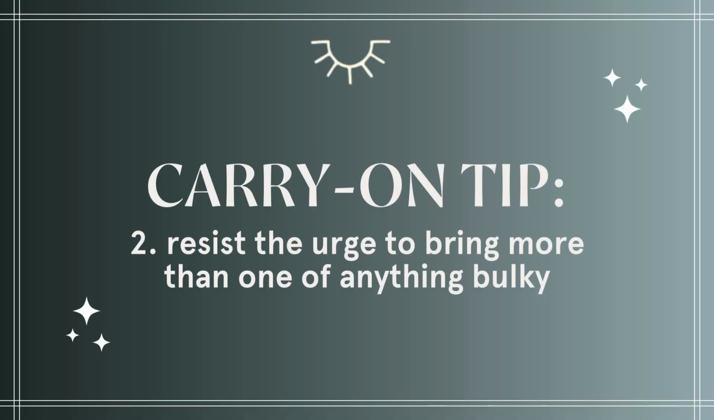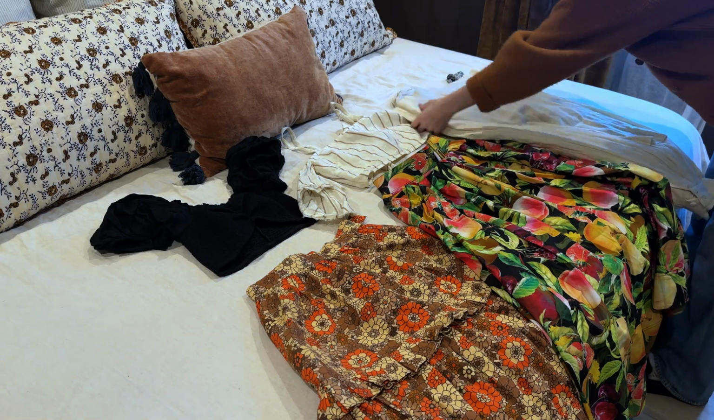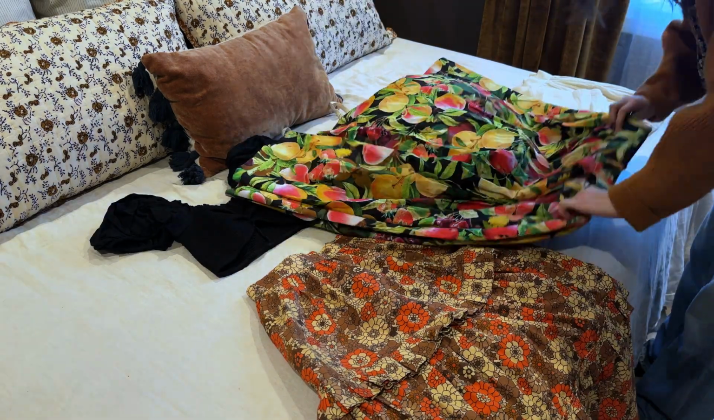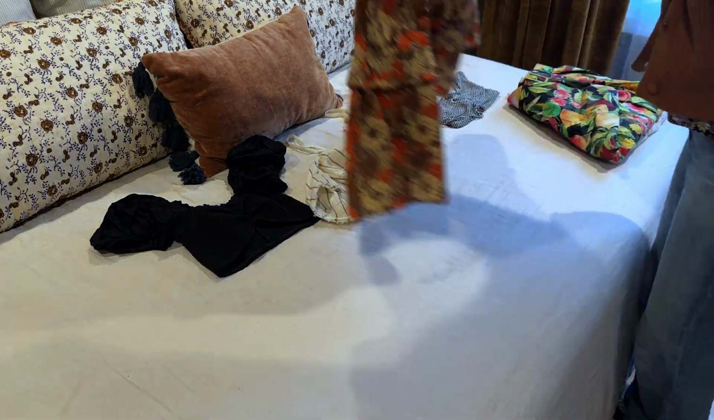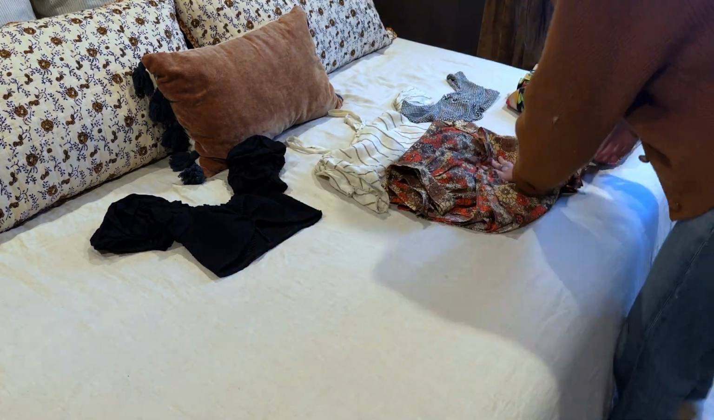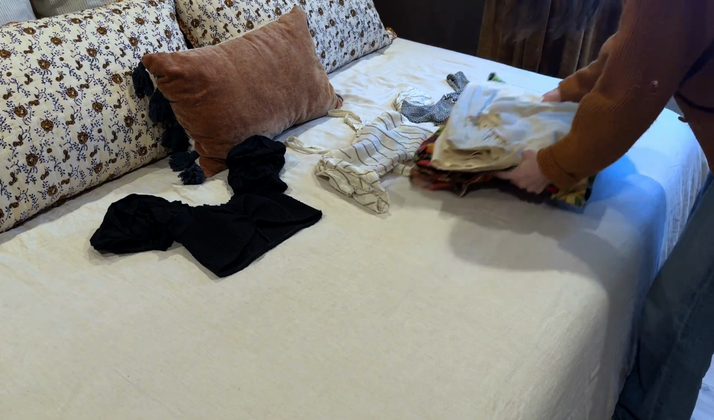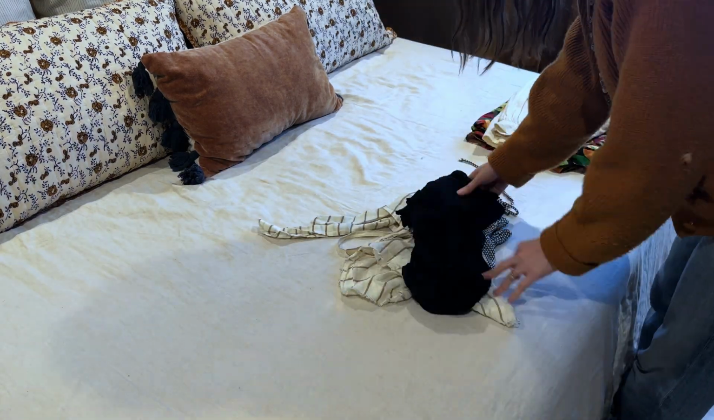So tip number 2 here is to resist the urge to bring more than one of anything bulky. And I'll give you an example of what I mean. If I'm packing for this Caribbean trip and one of my outfit formulas is a crop top plus a midi skirt plus flat sandals, some of the midi skirts that I own are going to be more bulky than others. Some of them have a lot of layers. Some of them are made of a thicker weight fabric. The same is true with crop tops. Some of them have puffy sleeves that are going to take up more space in the suitcase. So because I have this limited space in the carry-on, I can only bring one of those bulky midi skirts. The same thing is usually true for me with jeans.